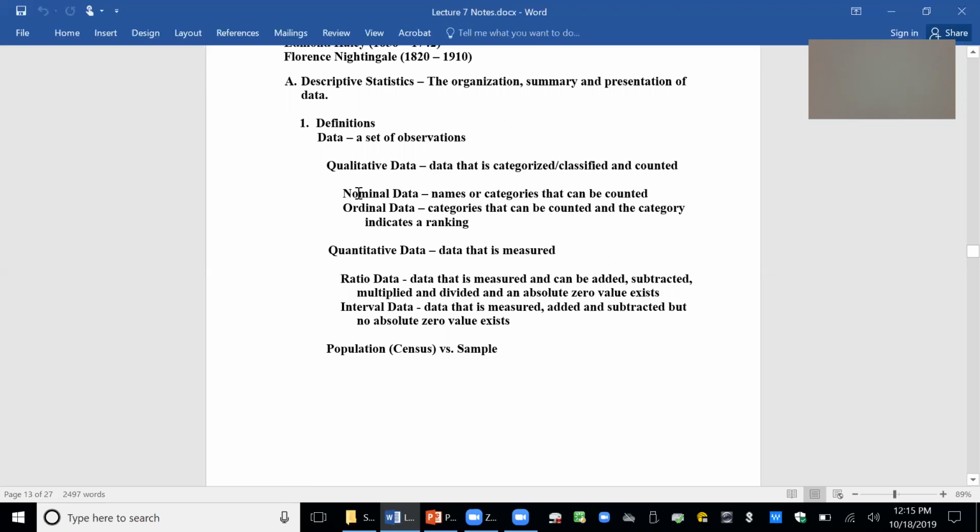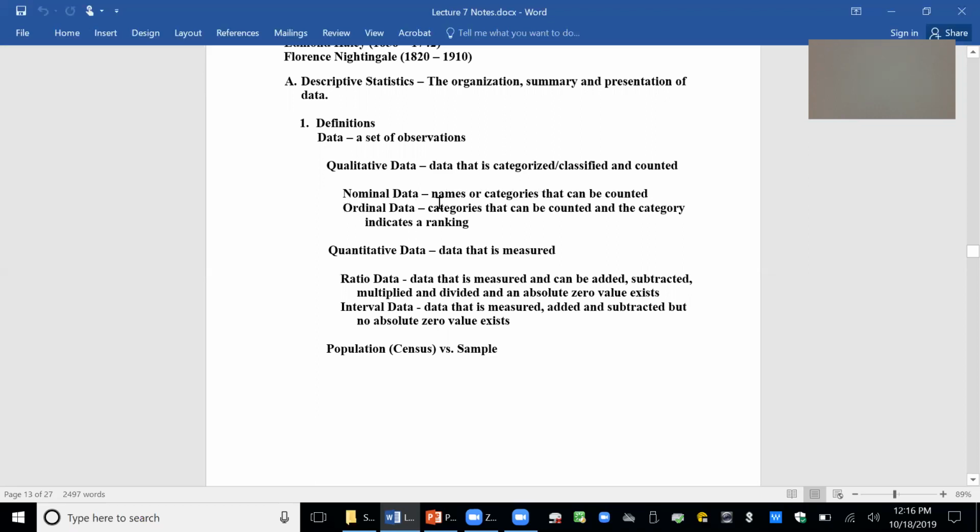Qualitative data, some of it is nominal data. These are just names or categories. And some of it is ordinal data. In other words, it can be ranked. The brand of gasoline you purchased is nominal. It's just a name. It's Costco or whatever.